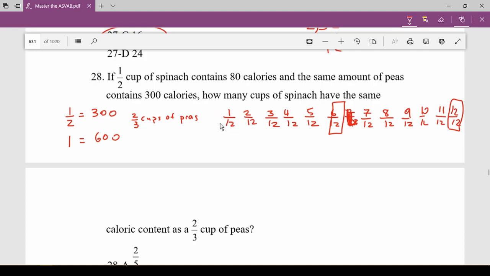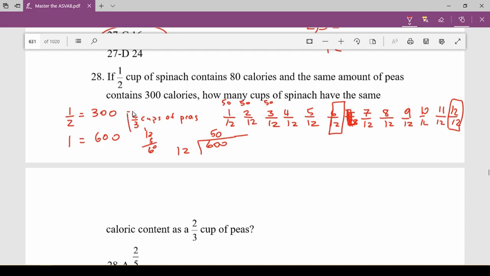So if I want to find out how many calories are in increments of 12ths of a cup, I can do that. And I would take this 600 divided by 12. 12 times 5 is 60. 12 times 50 would be 600. So I know this goes up by increments of 50 calories each. Okay? You'll see why I'm doing that in just a second.